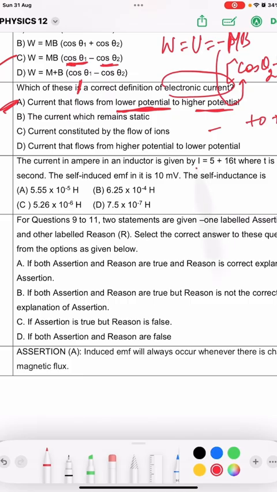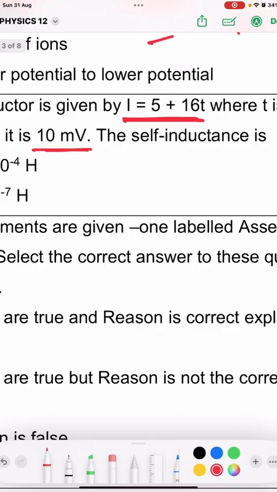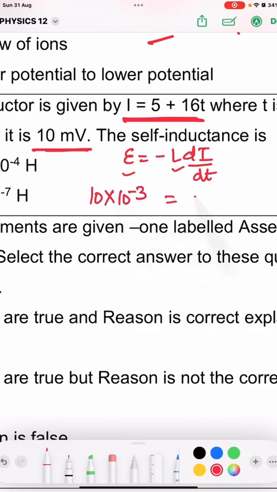Question number 8. I is given and EMF is given. So we have to tell the self-inductance. So you will use this formula. EMF equals minus L di by dt. This is the relation between current and EMF. So you have to find out self-inductance. So L is to be found, and EMF is given as 10 millivolt, that is 10 into 10 to the power minus 3, and di by dt of I you have to do, which is 5 plus 16t.